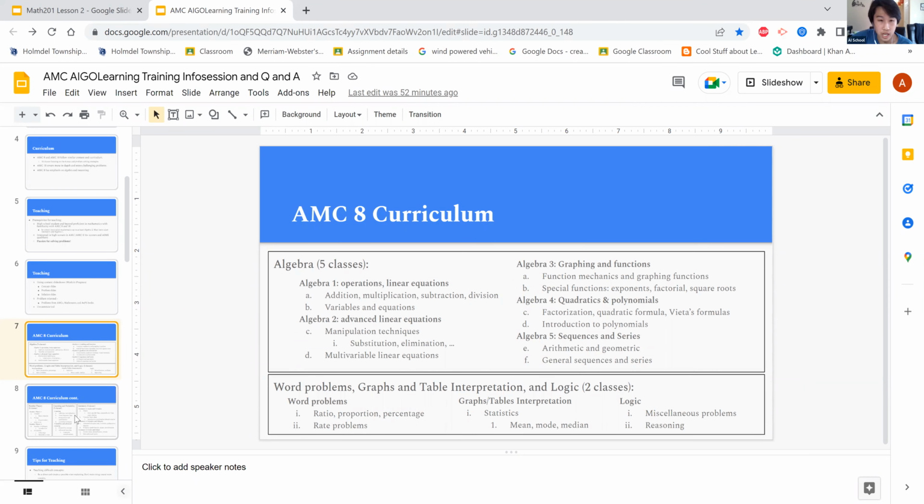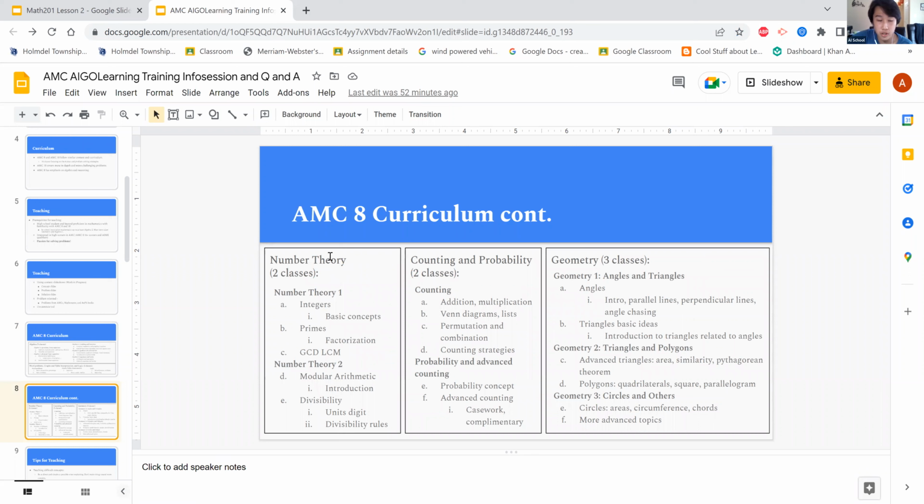All right, so now on to number theory. There'll be 2 classes on number theory. Number theory 1 will cover integers, basic concepts about integers, and also primes: prime factorization, and also greatest common divisor and least common multiple, building on primes and factorization. Number theory 2 is an introduction to modular arithmetic, not really that important, just as an introduction, and also divisibility rules related to units digits.